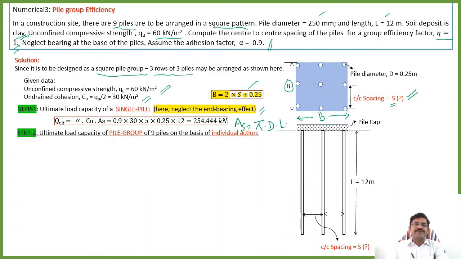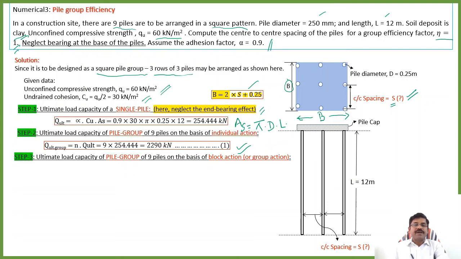Now the second step is to find the ultimate load carrying capacity of the pile group of 9 piles on the basis of individual action. You have already calculated the ultimate load carrying capacity for a single pile, that is 254.44 kilonewton. The number of piles is 9, so 9 times the capacity of a single pile will give you the ultimate load carrying capacity of 9 piles on the basis of individual action, that is 2290 kilonewton.